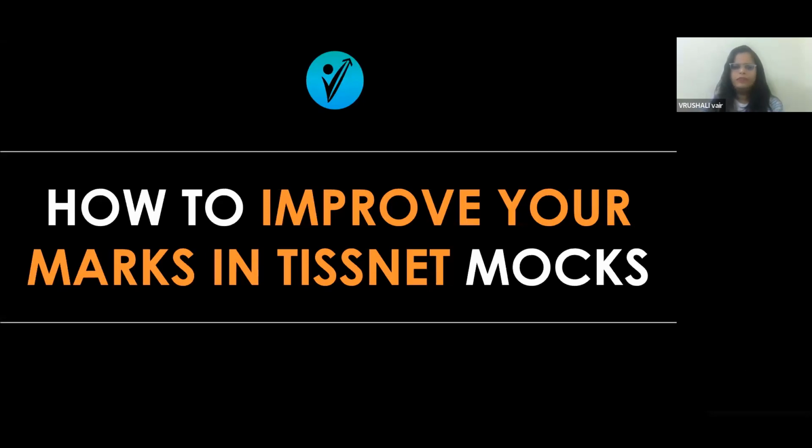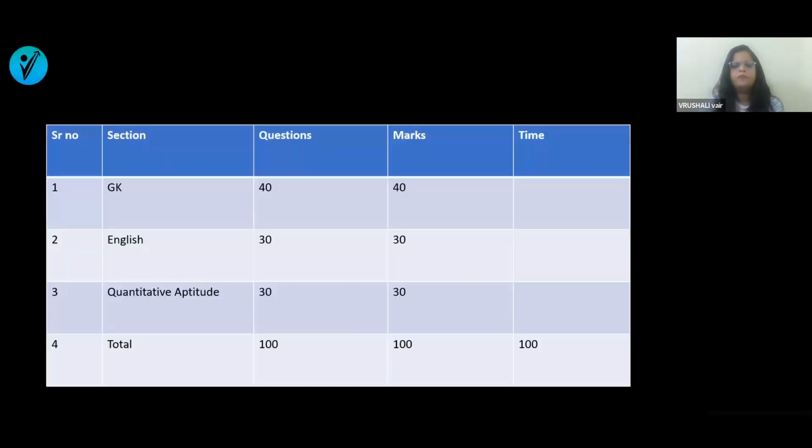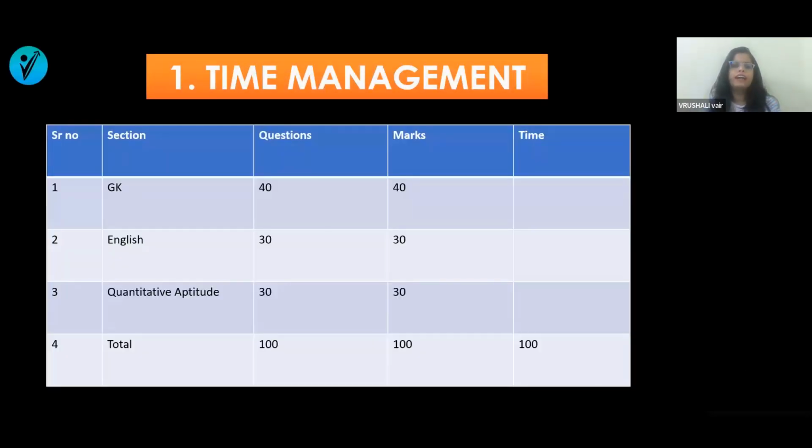So first thing, we will directly jump to the point. The first thing we require is time management. Now, we know the paper pattern of the TISSNET paper: TISSNET में GK होता है, English होता है, quantitative aptitude होता है. Quantitative aptitude also consists of the LR and the DI part. We know that 40 questions are from the GK, 30 questions from the English and 30 questions from the quantitative aptitude.